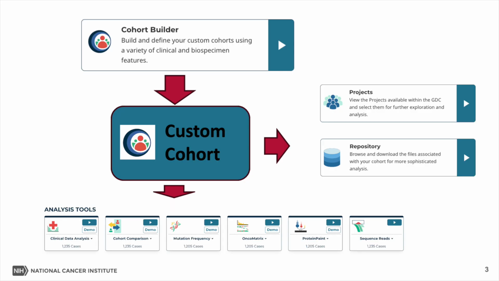The GDC 2.0 workflow centers around the idea of building cohorts, or groups of cases, before analyzing or downloading data. Cohorts are created using the Cohort Builder tool, which allows users to specify cases with custom filters for things like disease characteristics, patient demographics, data type, and more.